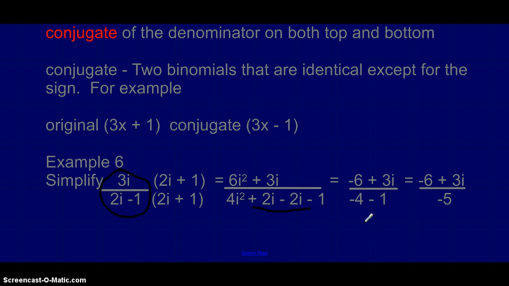That's the whole reason for multiplying by the conjugate, is it eliminates the i term on bottom. So we have on bottom, negative 4 minus 1 is negative 5. On top, we have negative 6 plus 3i. So my simplified form is negative 6 plus 3i over negative 5.